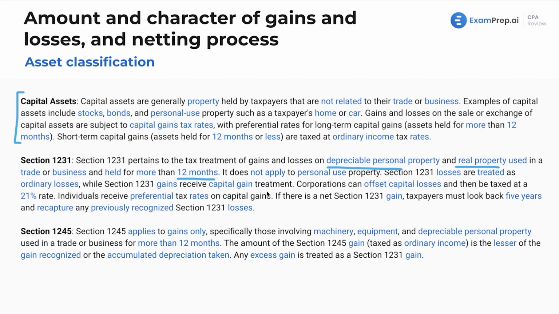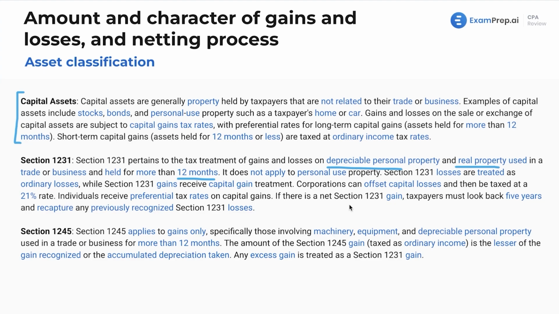Again, I know this is a lot, and if I wrote the exam, I wouldn't be having you memorize this stuff, but unfortunately, I did not write the exam. I'm not the one actually testing you. So just memorizing things such as this as well, that the losses are treated as ordinary, whereas the gains receive capital gain treatment. Corporations can offset capital losses and then be taxed at a 21% rate. Individuals receive preferential tax rates on capital gains, as we saw.